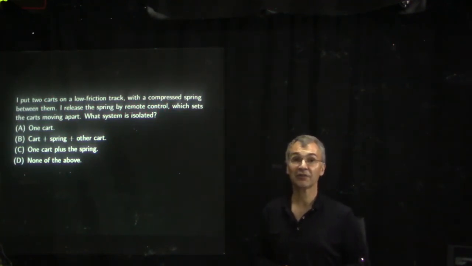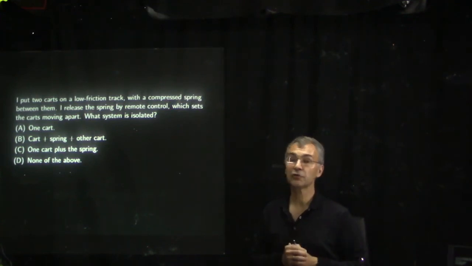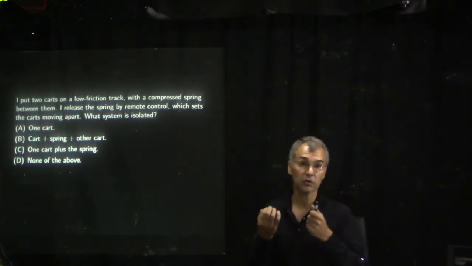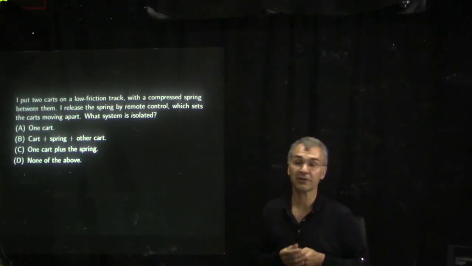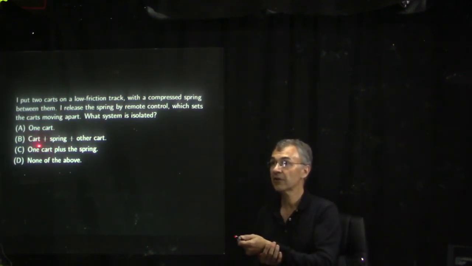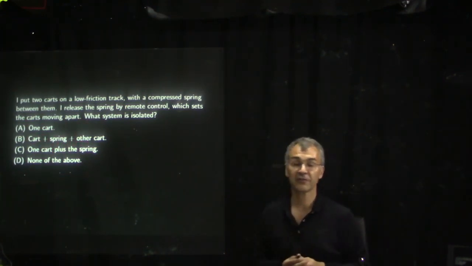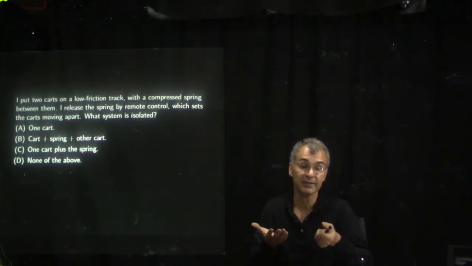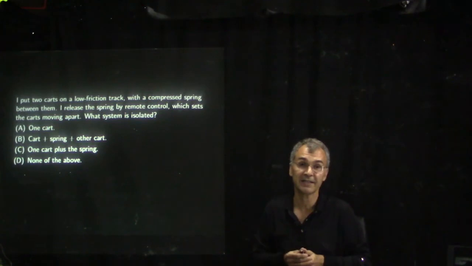What system is isolated? Okay, low friction track, compressed spring between them, release the spring by remote control, carts start moving apart. Is one cart isolated? No, because it's being pushed on by the other cart. Is the cart plus the spring plus the other cart isolated? I think yes, because it's only the parts of that system that are interacting with each other. They're not pushing or pulling on anything outside.